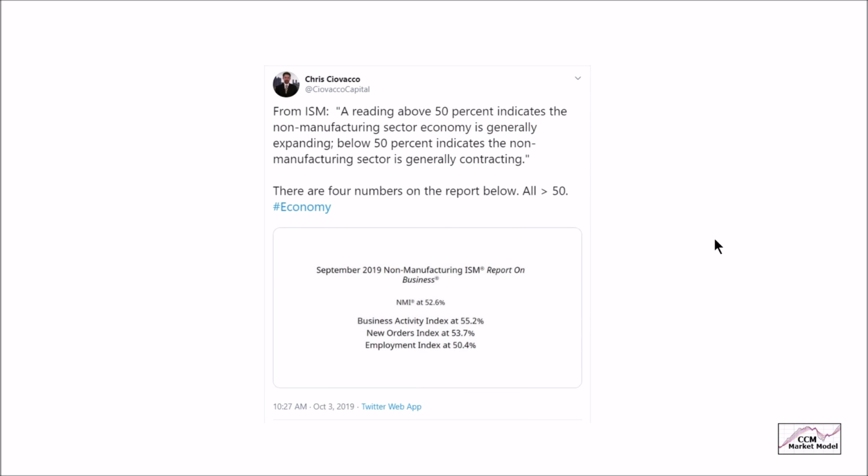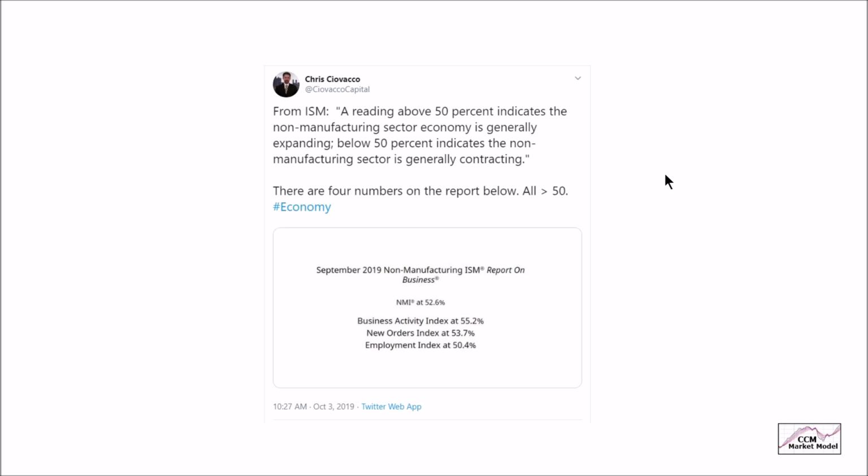If you were on Twitter this week, or if you followed the ISM non-manufacturing report in the media, you might have come away with the impression that the report was an unmitigated disaster. It's very, very difficult to come away with that when you read this from ISM. A reading above 50% indicates the non-manufacturing sector is generally expanding. There are 4 major numbers in the report.